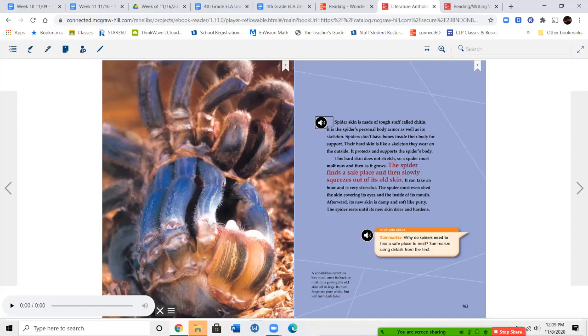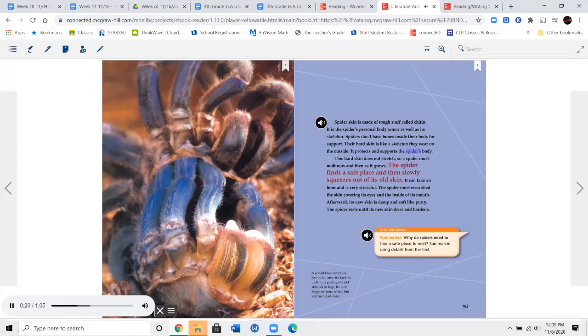Spider skin is made of tough stuff called chitin. It is the spider's personal body armor, as well as its skeleton. Spiders don't have bones inside their body for support. Their hard skin is like a skeleton they wear on the outside. It protects and supports the spider's body.